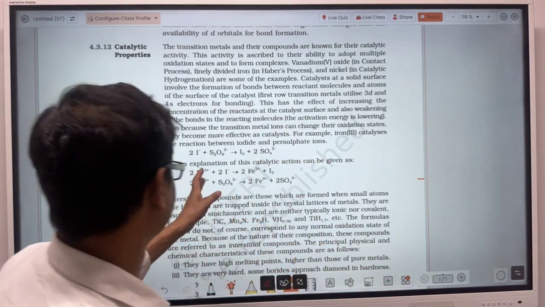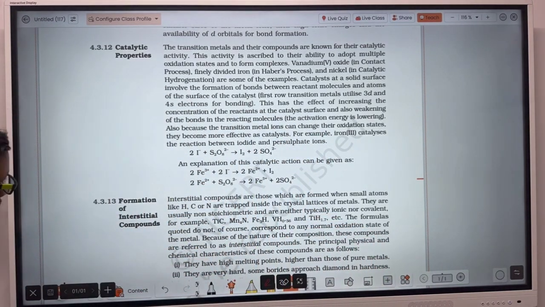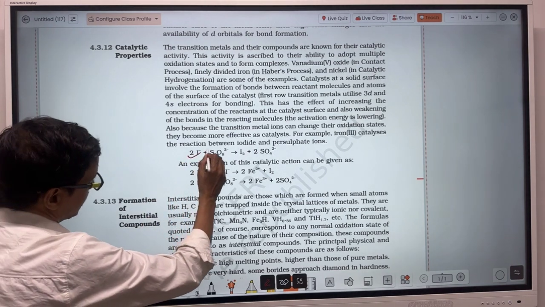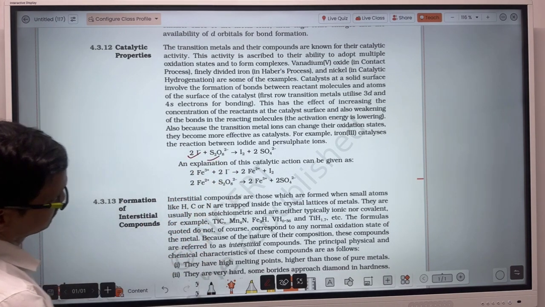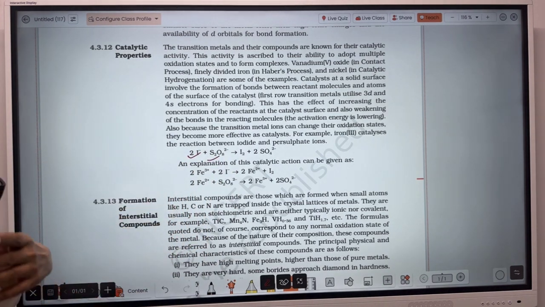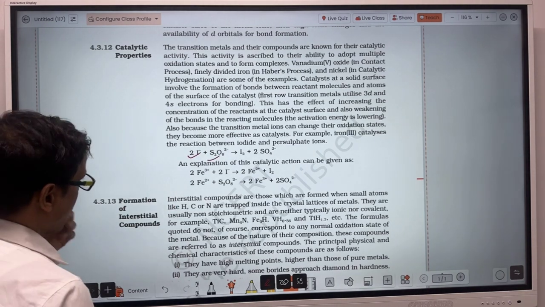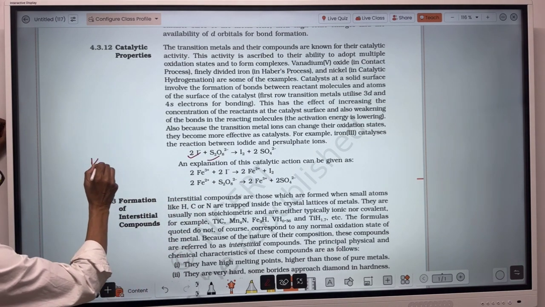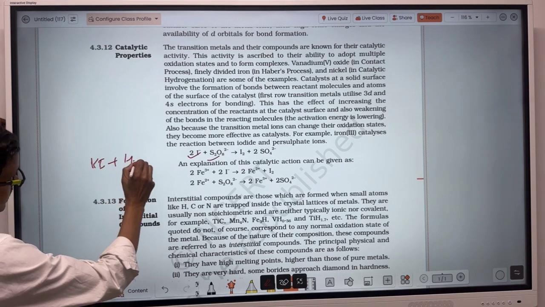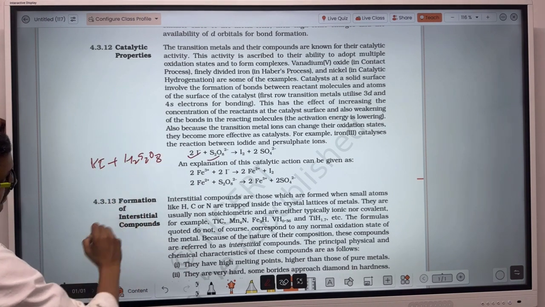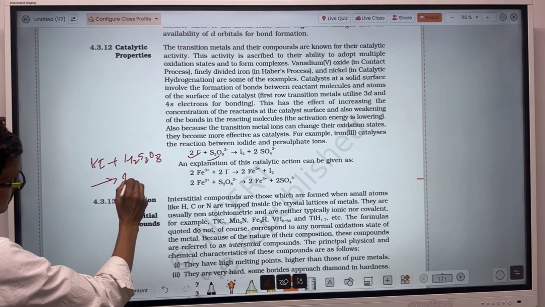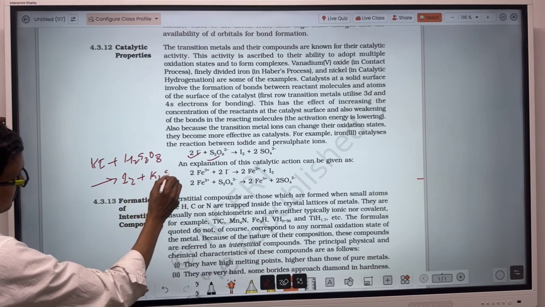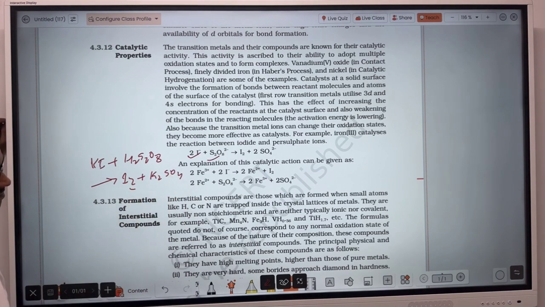Now let's see here. There is a reaction in which I minus reacts with persulfate ion. Actually here, KI is reacting with K2S2O8, and there will be formation of I2 and K2SO4, like that.